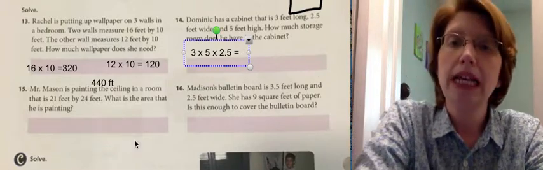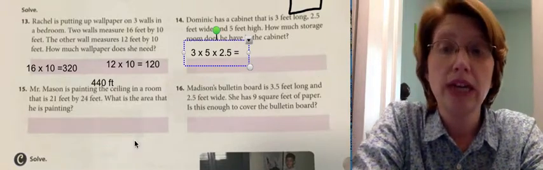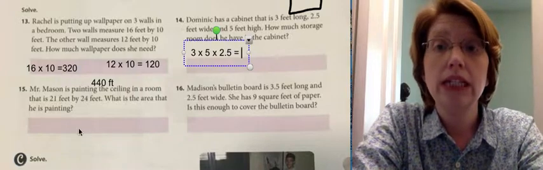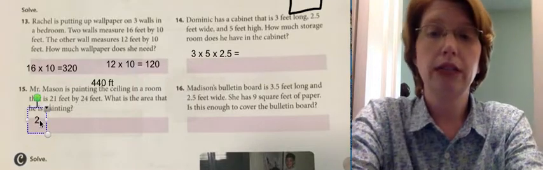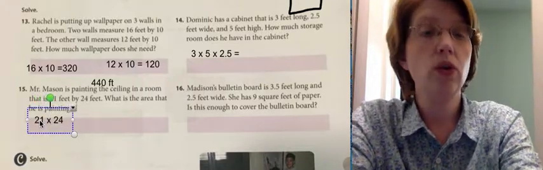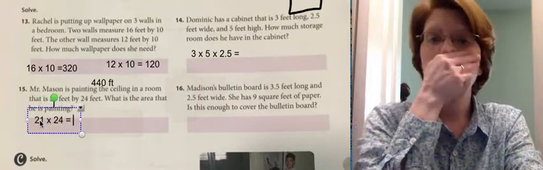Mr. Mason is painting the ceiling in a room that is 21 feet by 24 feet. What is the area that he is painting? So again, we want area, so we're simply going to do 21 times 24, and your answer will go there.